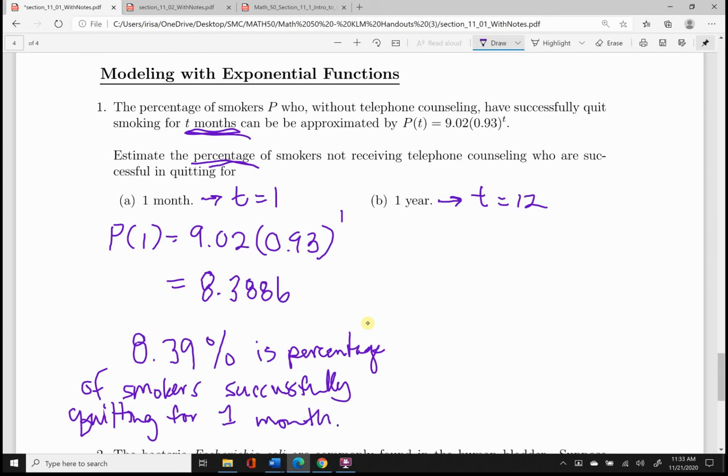Okay, let's do this again, but this time t is going to be 12, so it's going to be p of 12 equals 9.02 times 0.93 to the 12th power. Again, be very careful here and make sure you take 0.93 and raise it to the 12th power, and you're going to get 0.418596 and so on, and then multiply that by 9.02. It is very easy to fall into the error of multiplying these numbers first and then collectively raising it to the 12th power. That's not what this function is doing.